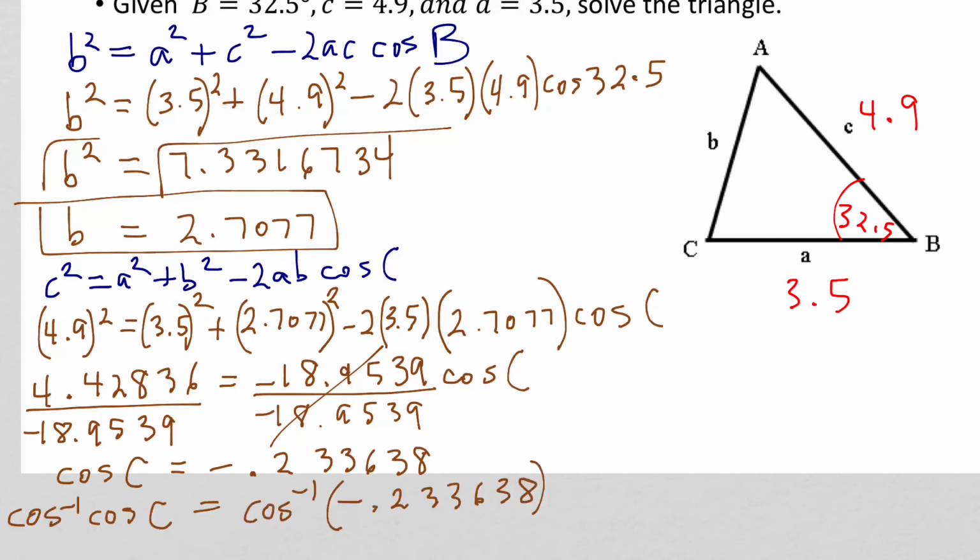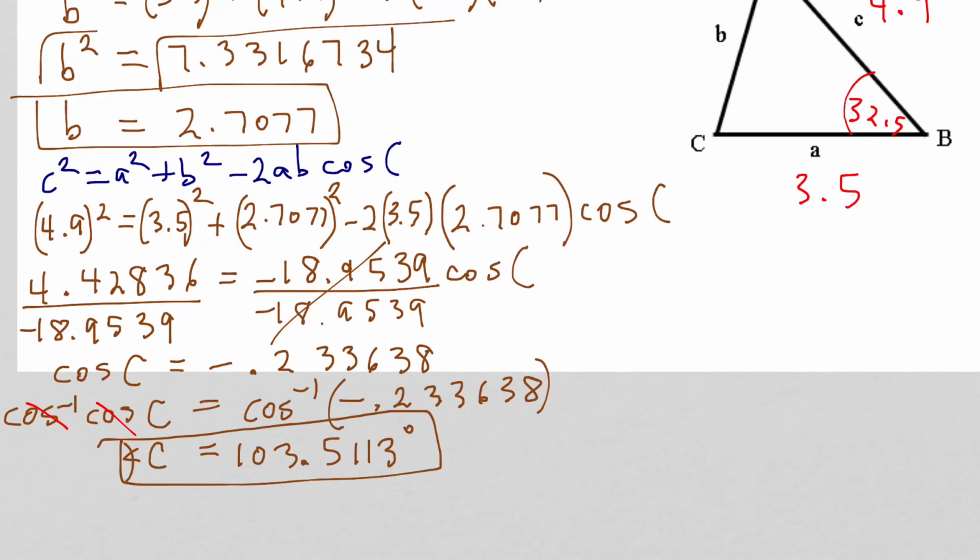All right, so now I can find the angle C by taking the inverse cosine of both sides. So I'm going to be left with the angle C. If I type that into my calculator, I should get the angle C is equal to this obtuse angle, 103.5113. It's a good idea to put these angle symbols in your work when you get to an answer like this, so that you don't get it confused with lowercase c. It's just kind of a good habit to get into.